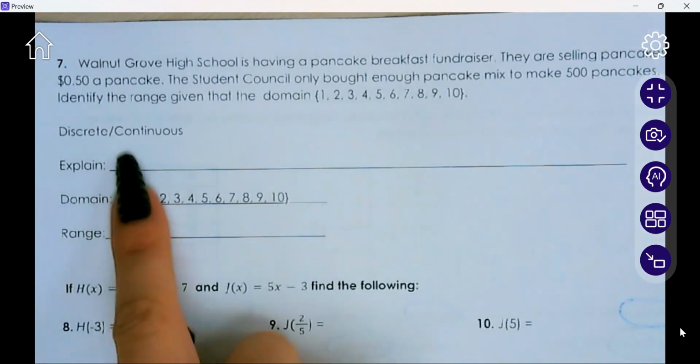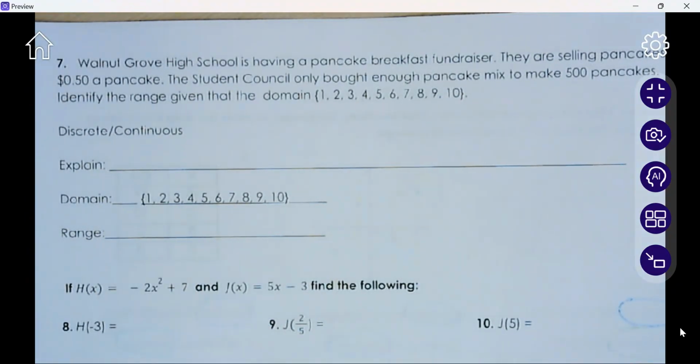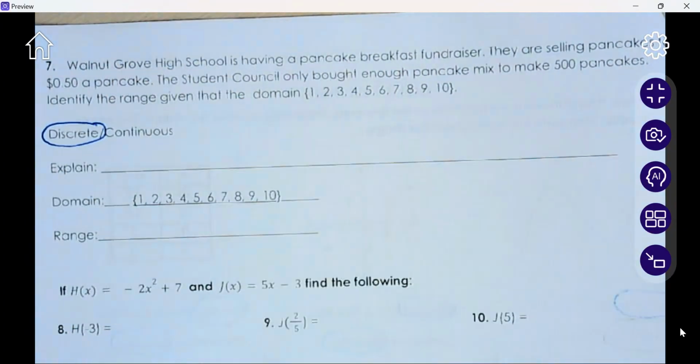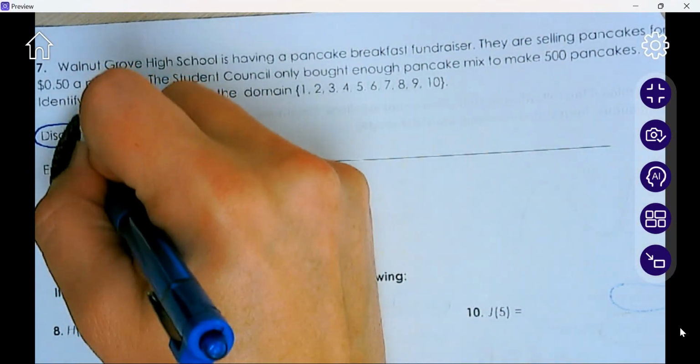Okay, so Walnut Grove High School is having a pancake breakfast fundraiser. They are selling pancakes 50 cents a pancake. The student council only bought enough pancake mix for 500 pancakes. Identify the range given that the domain is 1, 2, 3, 4, 5, 6, 7, 8, 9, 10. Okay, so is this discrete or continuous? This is discrete. There are no partial pancakes.